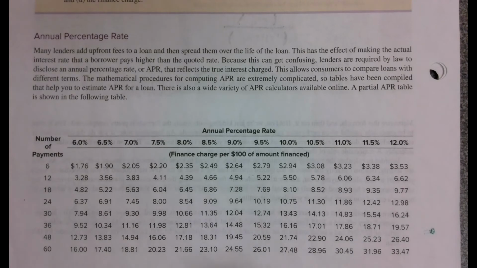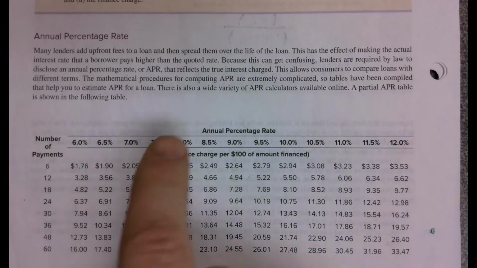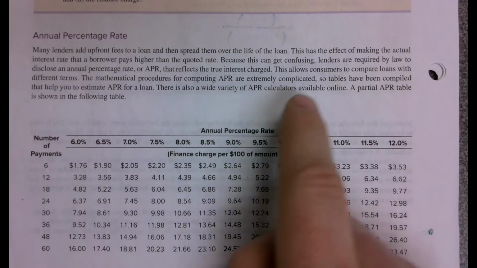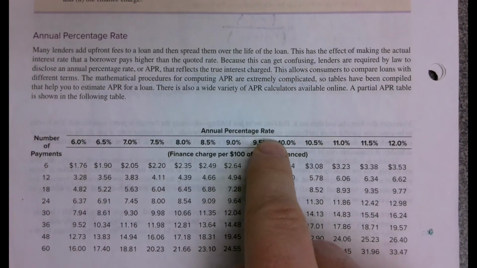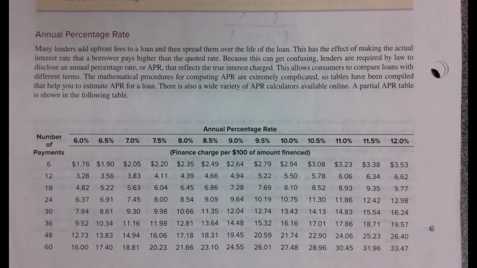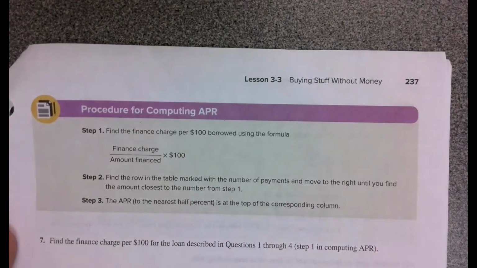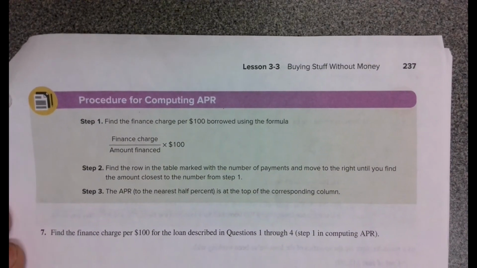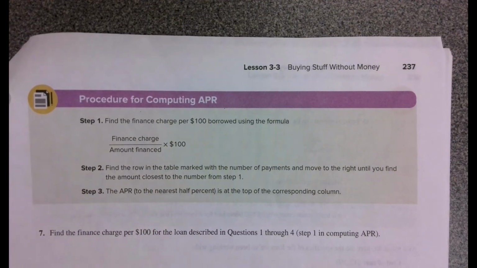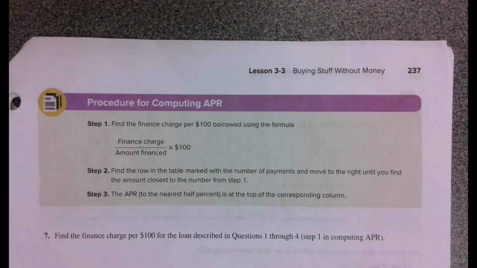And so by law, loan sharks, folks that lend you money, have to talk about an annual percentage rate that includes that. So this table kind of summarizes that. We're going to use it in just a second and talk about what it means. So on page 237, we're looking at the procedure for computing APR. Here's a little formula, and then we go back to the table and find things from there. So let's just do it for a particular problem.